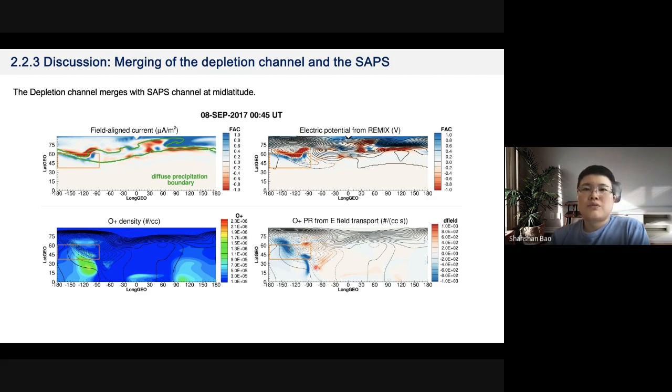So these two phenomena, the SAPS erosion as well as the post-sunset equatorial depletion channel, depict the dark side storm time ionospheric dynamics as a whole. These are two separate studies, but they have some interconnections.